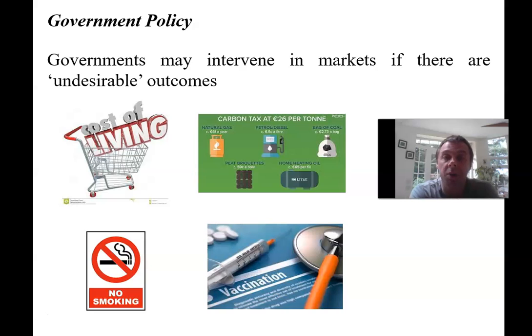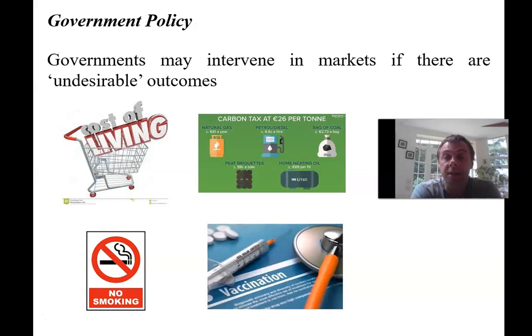And the last section we're going to look at is government policy. Sometimes if there are what we call undesirable outcomes, or outcomes that we feel are not necessarily in the public interest, governments can intervene. If the cost of living increases, governments can put maybe a maximum price on rent, or if there's overconsumption of alcohol, they may put a minimum price on alcoholic drinks.